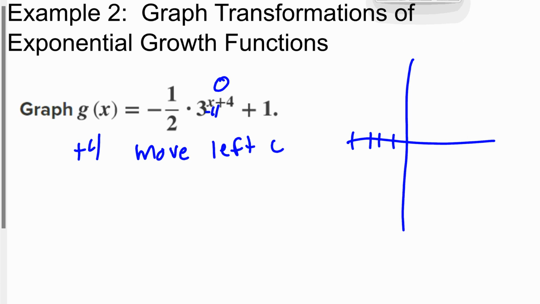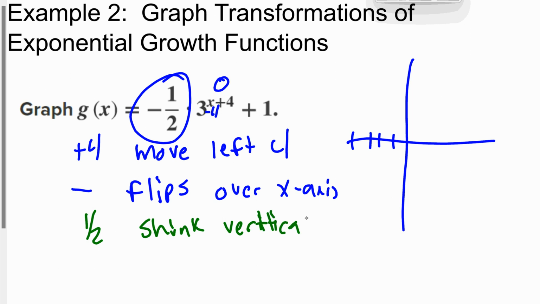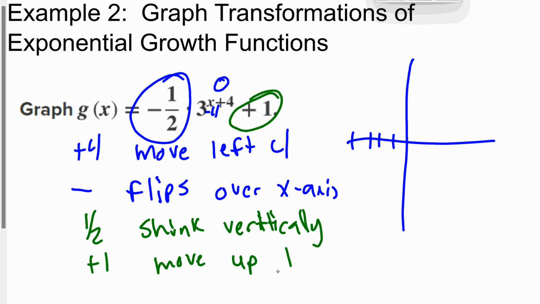Left 4. Okay, well, what does this -1/2 do? So the negative flips it over the x-axis. And that 1/2 is going to shrink that down. Shrink. You can say vertically is fine. Vertically. Maybe there's 2 y's in there too, probably. I don't know. Okay, and then this +1 at the end is just going to move everything up 1. Move up 1.